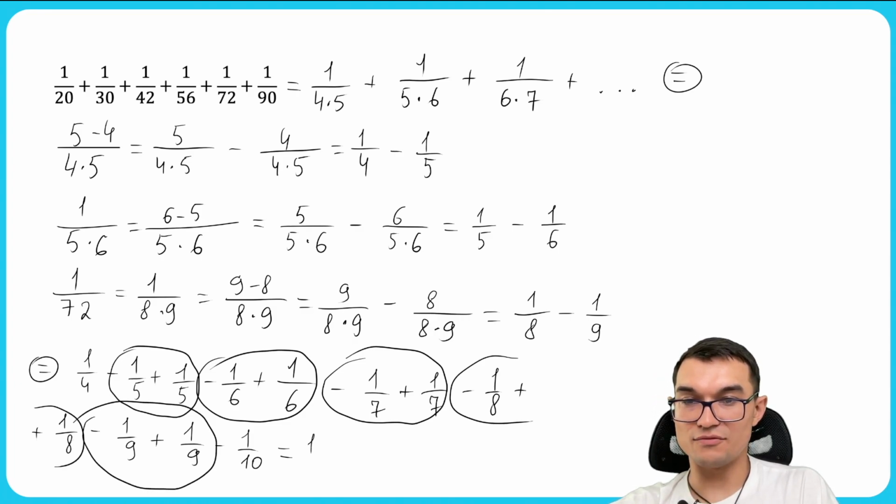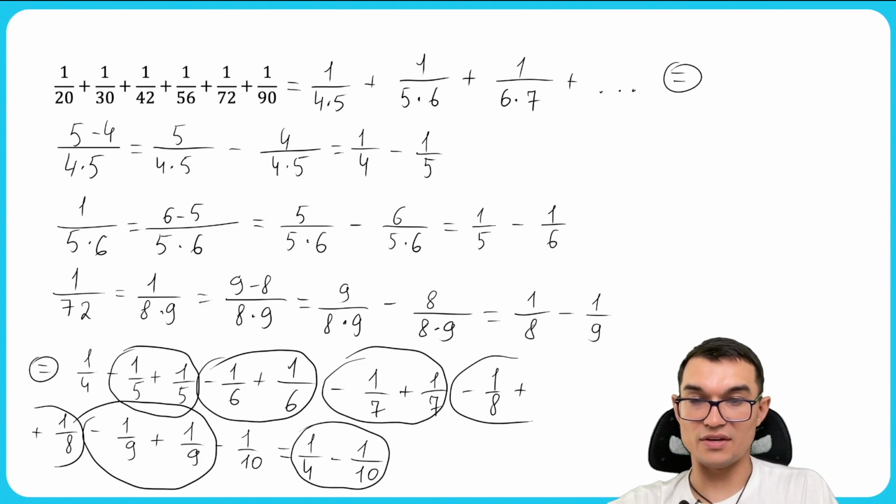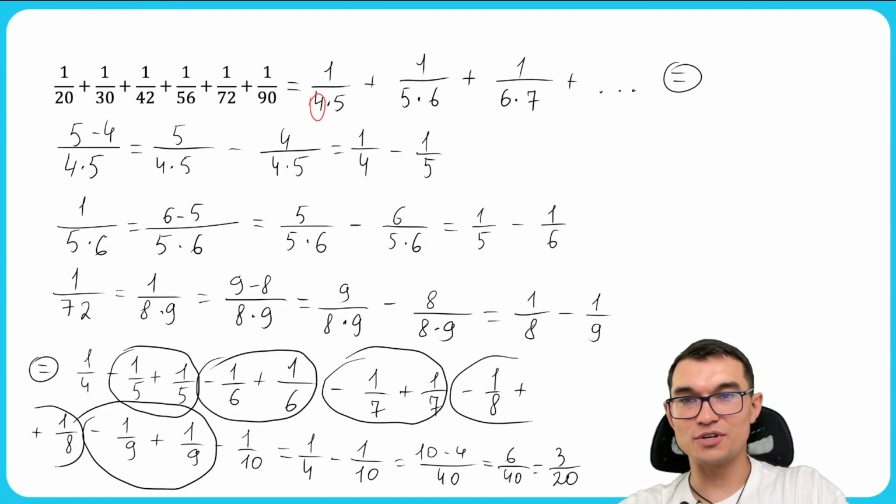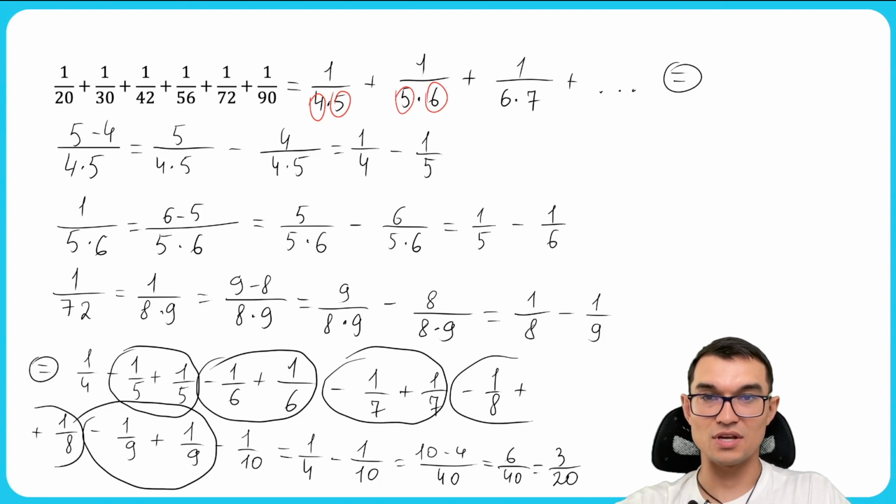So we basically have 1/4 plus a bunch of zeros minus 1/10, which is now just a difference of two fractions, and we can calculate that. That is equal to 10 minus 4 over 40, or 6 over 40, or 3 over 20. And that's the answer. Now, that idea actually works not only for sequential numbers like 4, 5, 6, 7, 8, and so on. It works for any arithmetic sequence.